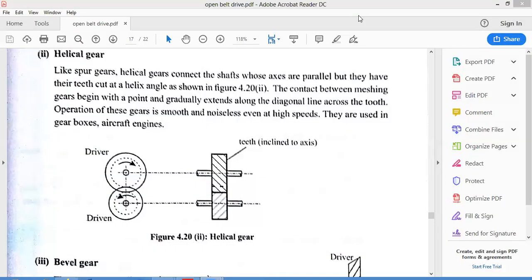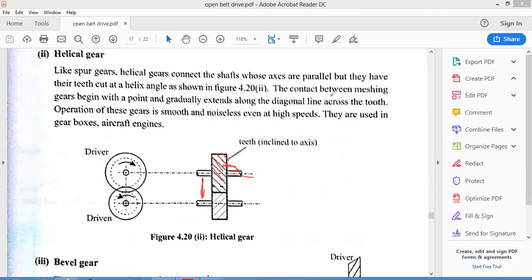Let's continue. If you look at this, the teeth are at an angle with respect to the axis of the shaft. These types of gears are called helical gears. This is also used basically to connect parallel shafts only, but they have a better grip.